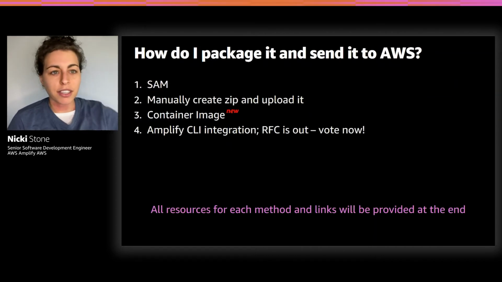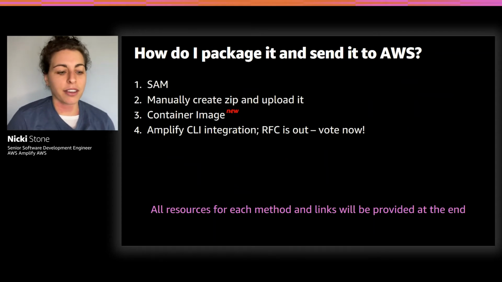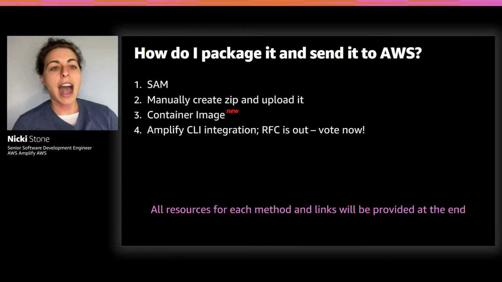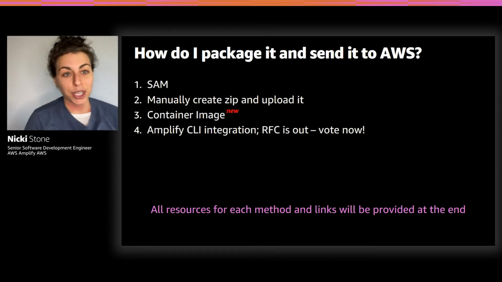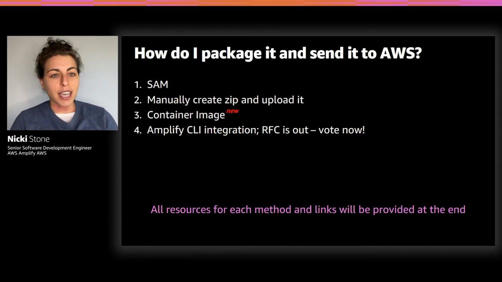All right, so you're like, I have my Lambda, I've locally tested it, I fine-tuned it, I chose the correct performance API to write my Lambda. How do I actually package and send it to AWS? Well, there's several ways that you can do this. The first way is SAM. This is my favorite way. This is going to be the best way and the easiest way to consistently and repeatedly deploy your Lambda as you're developing it. The second is, you can manually create a zip and upload it.